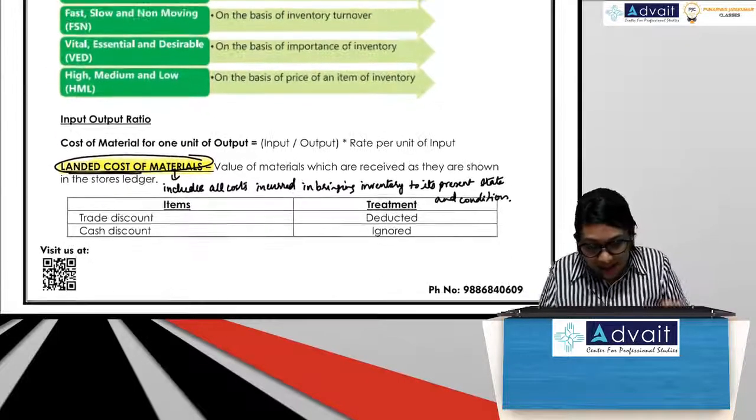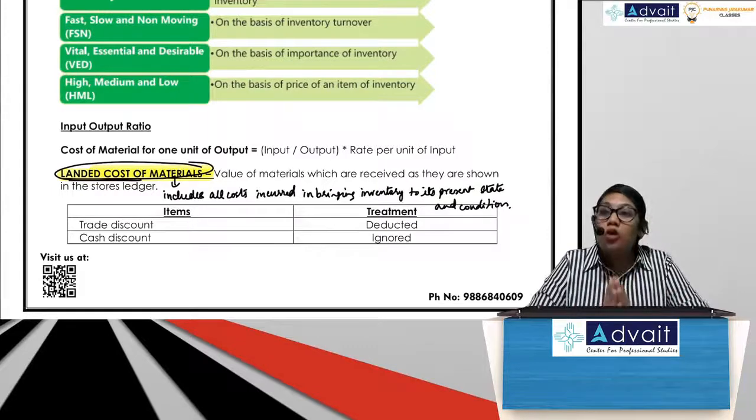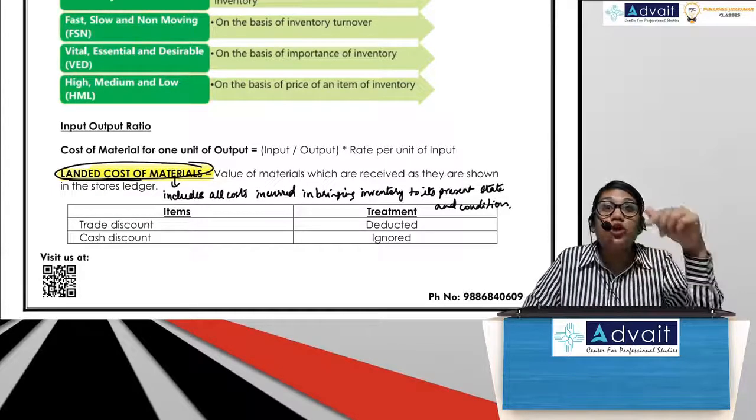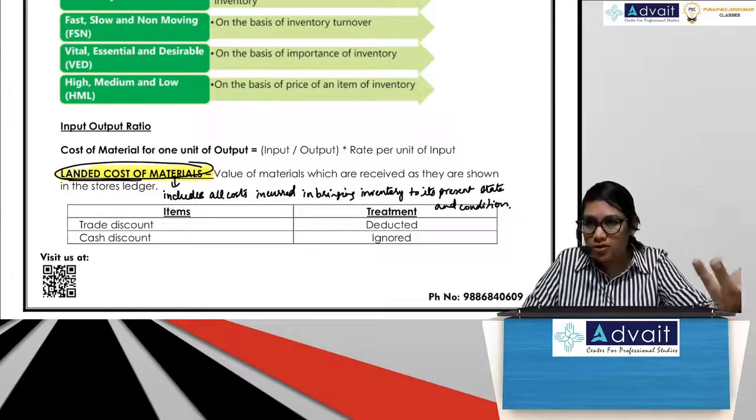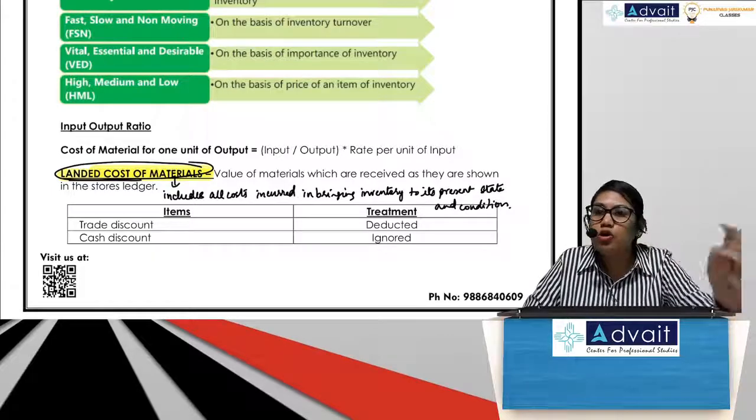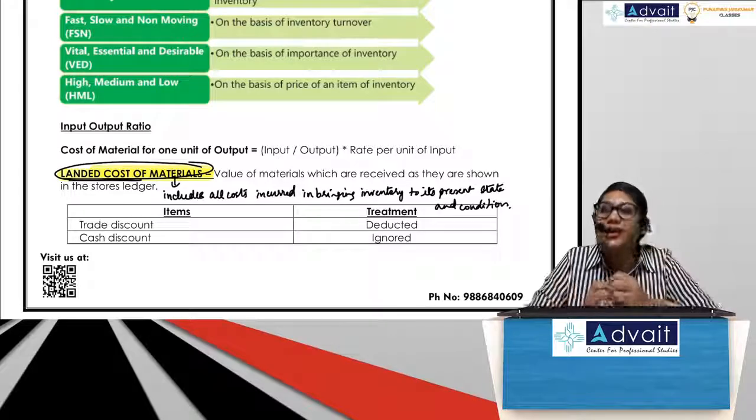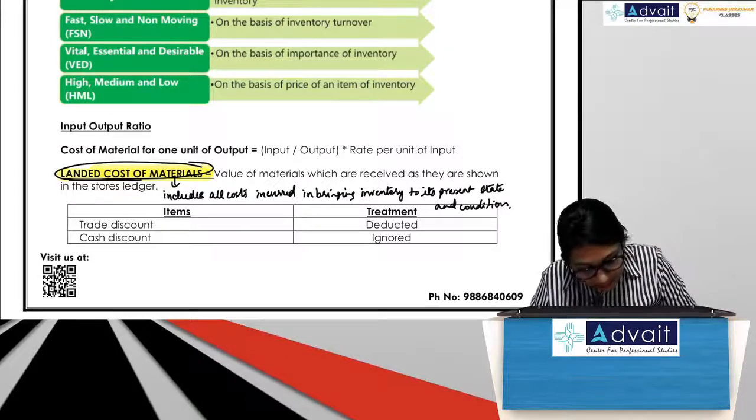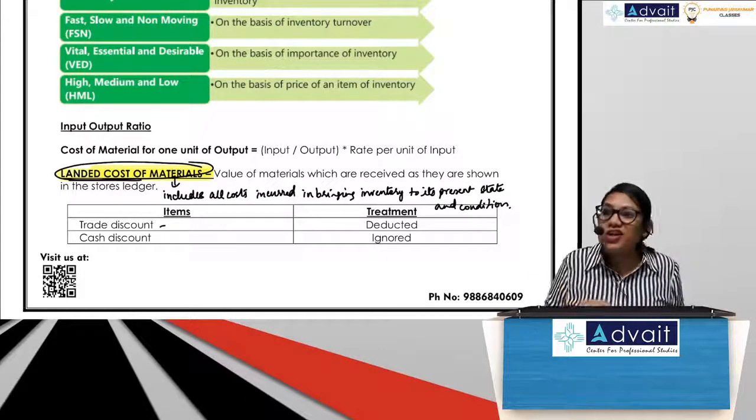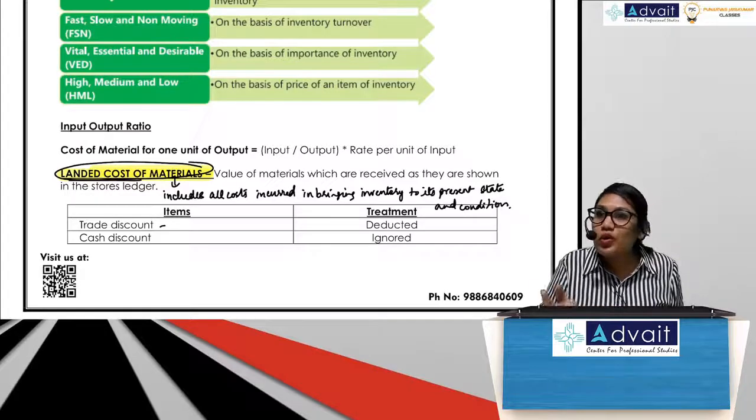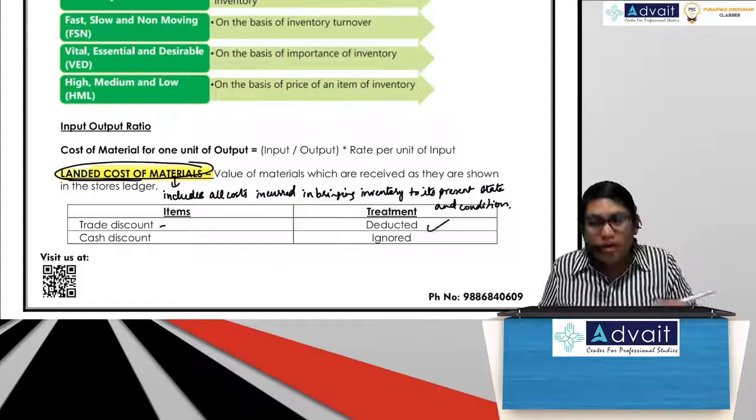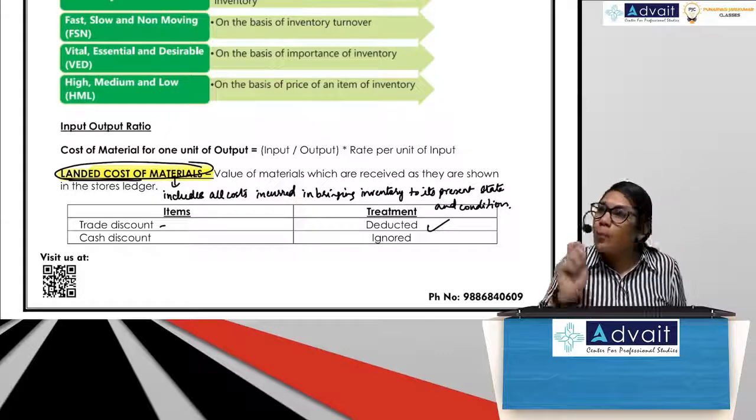So what is this landed cost of materials? Along with the purchase value, that is whatever you're paying to the vendor, now you've purchased your material from your supplier and you have to pay him per unit. Apart from that, what else is added to this? Let's see. Trade discount. Yesterday we had discussed trade discount also. What do we do? It is deducted. You will adjust this with your purchase value.